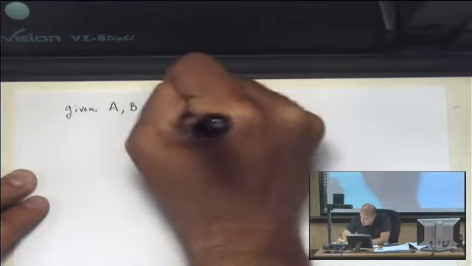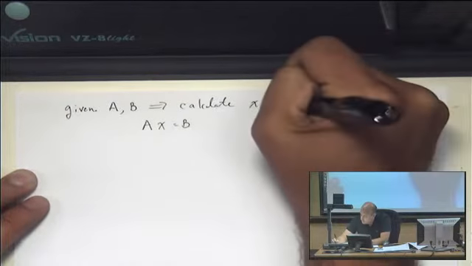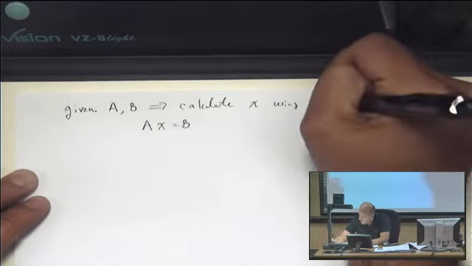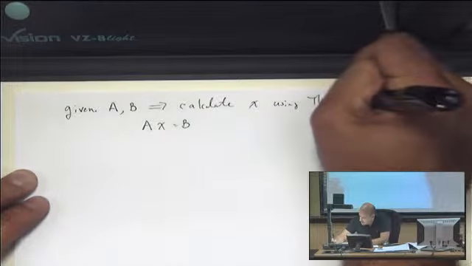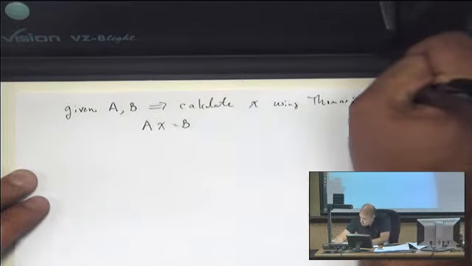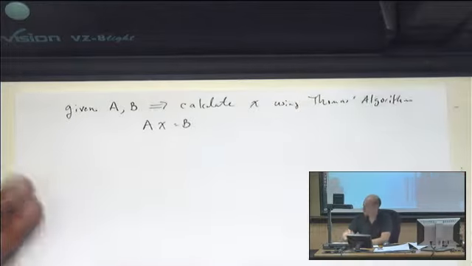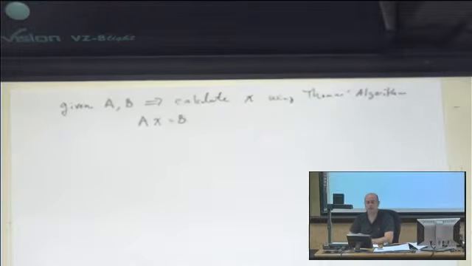Calculate x, where Ax is equal to b, using Thomas's algorithm. So we want to write a function file to do that, right? It could be any size A, and B would have to have the same number of rows, so any n by n size matrix A. So write a function file to do that.